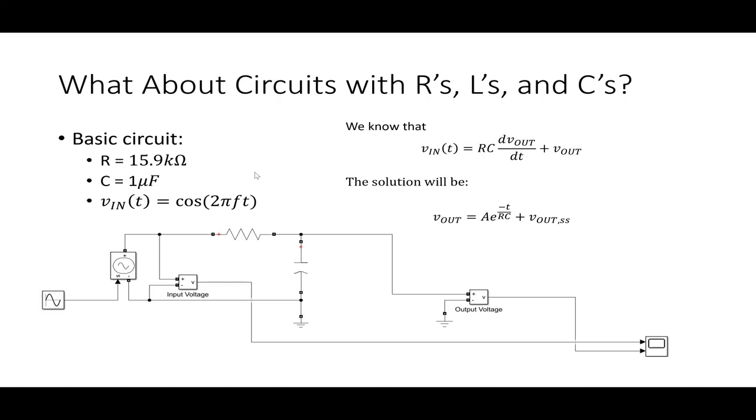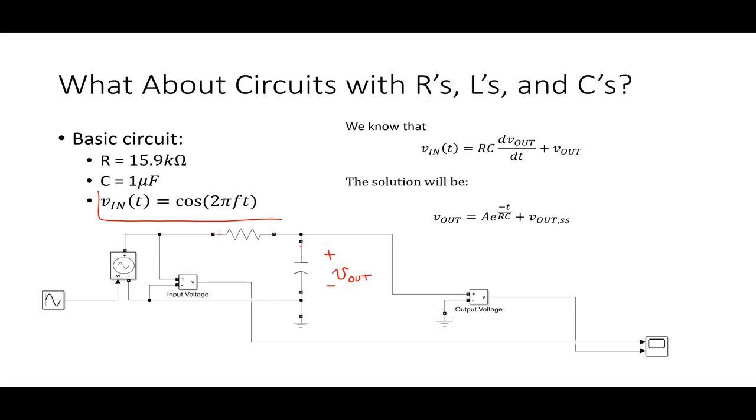In this case, what I've got is cosine 2 pi f t as my input, and I'm actually going to play with f a little bit. My resistor is 15.9 kilo ohms, and my capacitor is 1 microfarad. Okay, so that's my circuit. I can look at this and write my differential equation. The capacitor voltage I have referred to as V out. V in has an amplitude of 1, and I'm going to change the frequency.